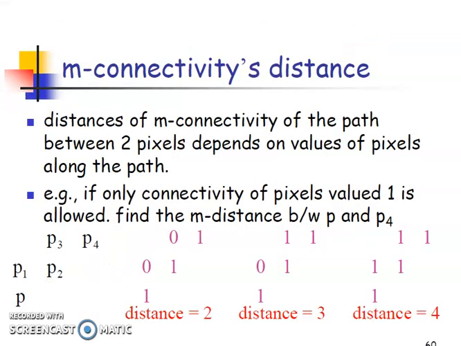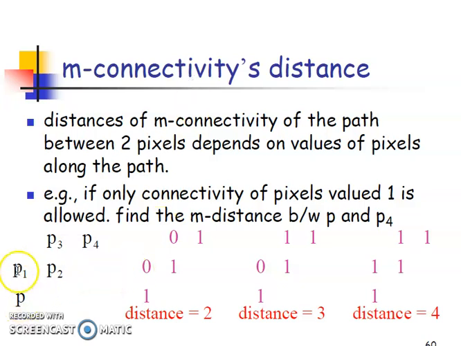Next distance is M connectivity distance. For finding this DM distance or M connectivity distance, the value of the distance between two pixels depends on the values of pixels along the path and those of their neighbors. So here we have to consider the values of the pixel along the M connectivity path, and we have to also consider their neighbors for calculation of this M distance or DM distance.